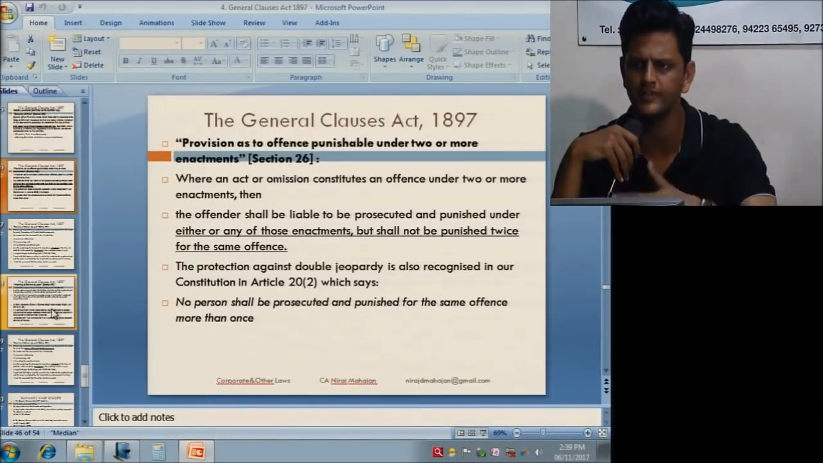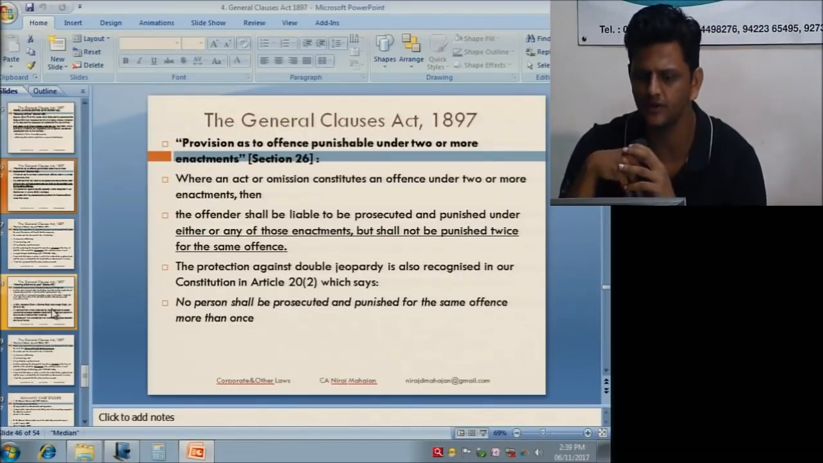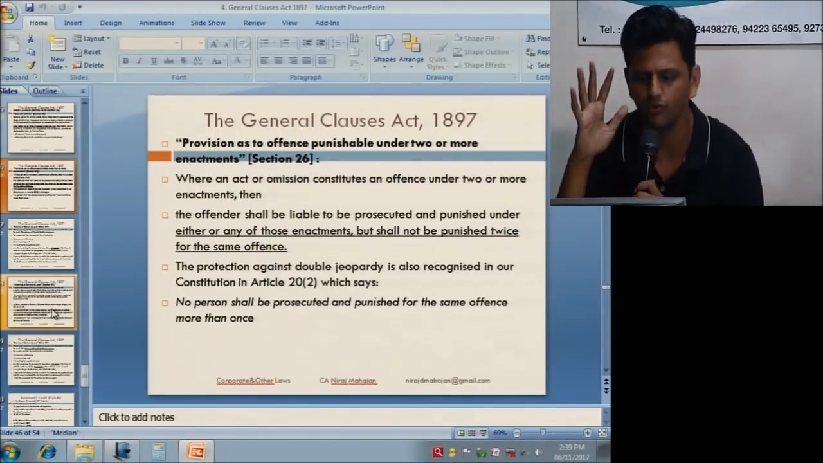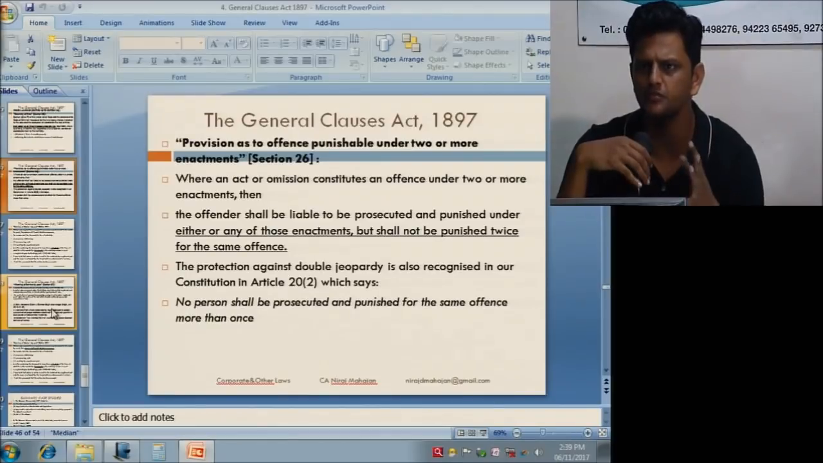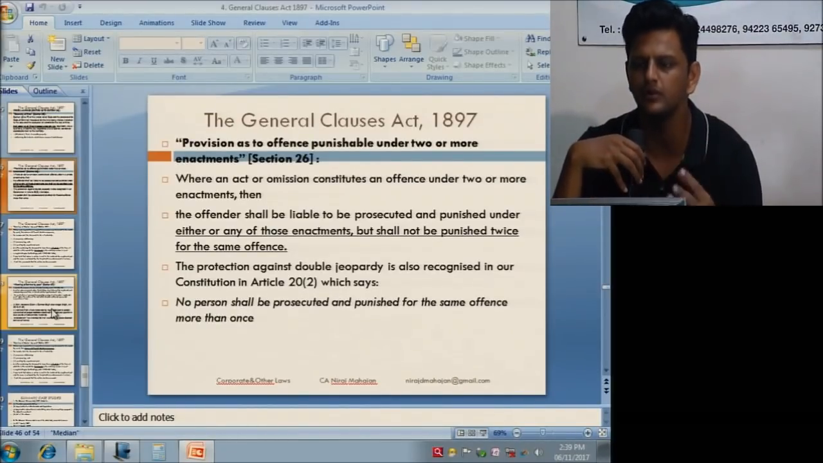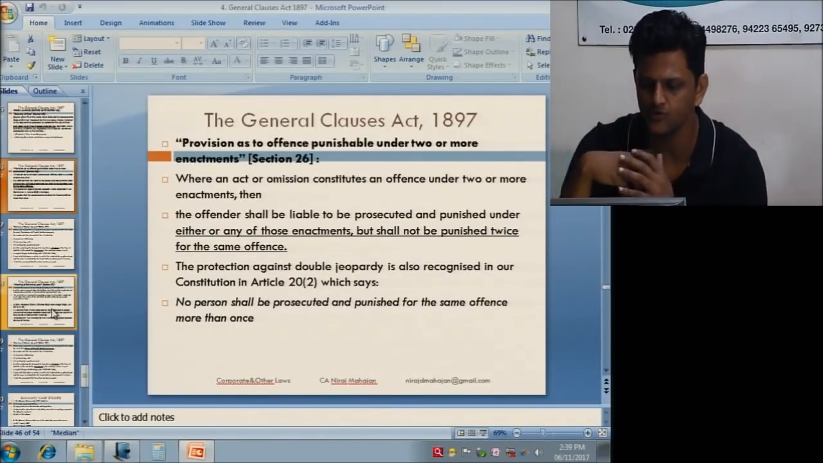Again, after all, a company is a person. Correct? In that case, an offender shall be liable to be prosecuted and punished under either one of those enactments, but shall not be punished twice for the same offence. So you will follow only one. Correct. So the protection against double jeopardy. What do you mean by jeopardy? Jeopardize. Put something at risk. So double means you will not prosecute him twice.